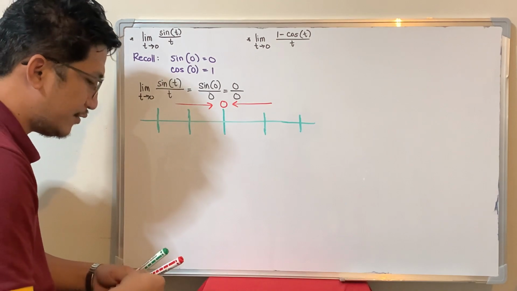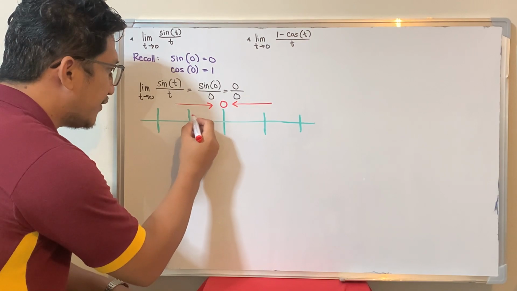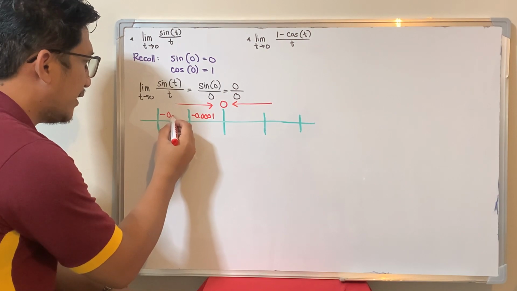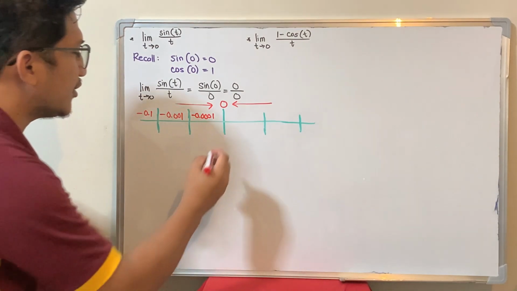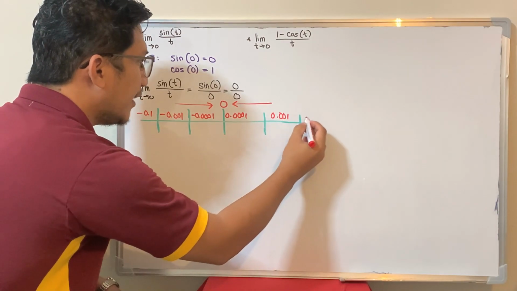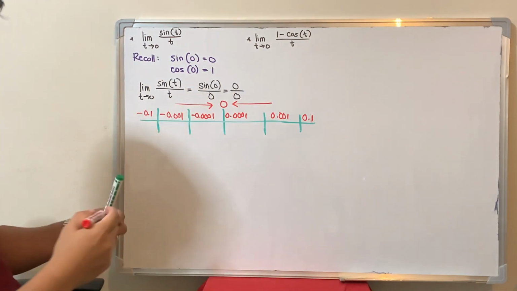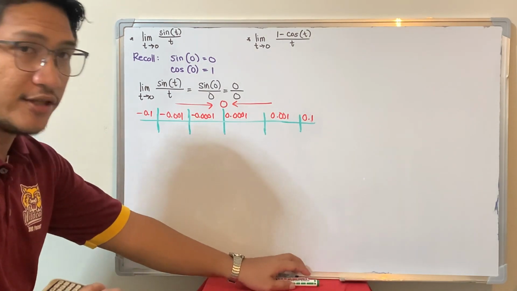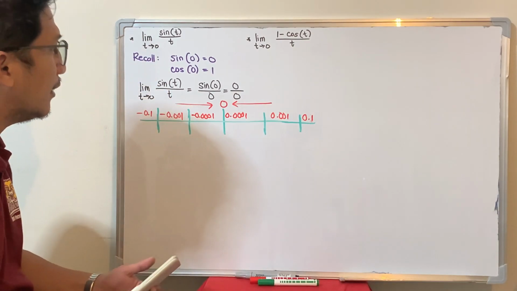Okay? So the numbers we can use, closest to 0 from the negative side, could be negative 0.001, and then negative 0.1 perhaps. On the other side, the positive side, 0.001 and 0.1, to balance both left and right. The next step is to substitute using your calculator. Make sure your calculator is in radian mode. Again, make sure it is in radian mode.